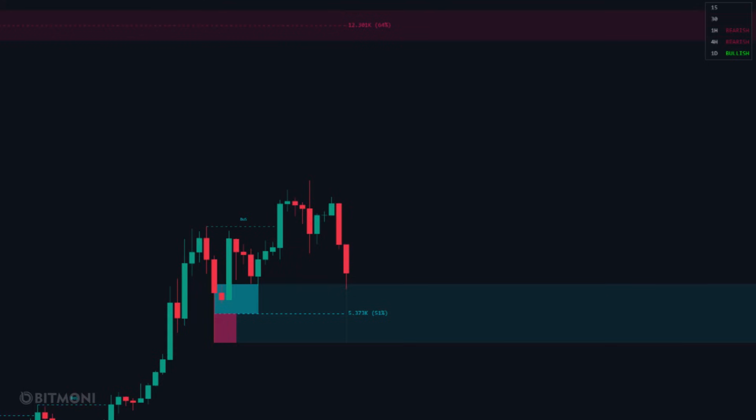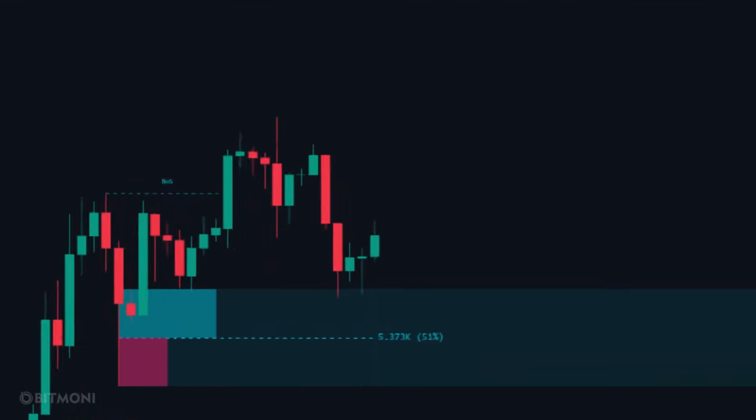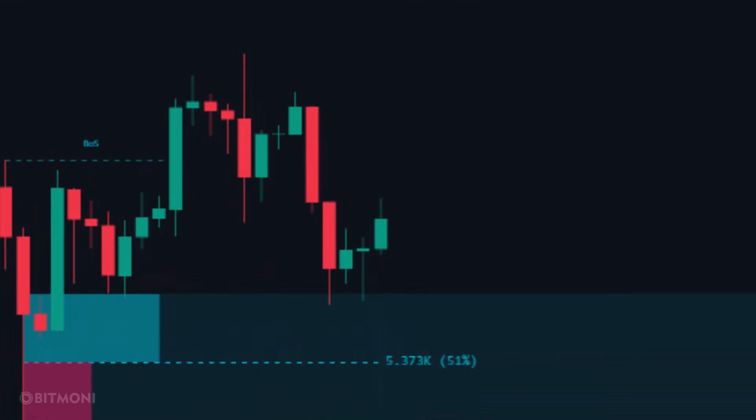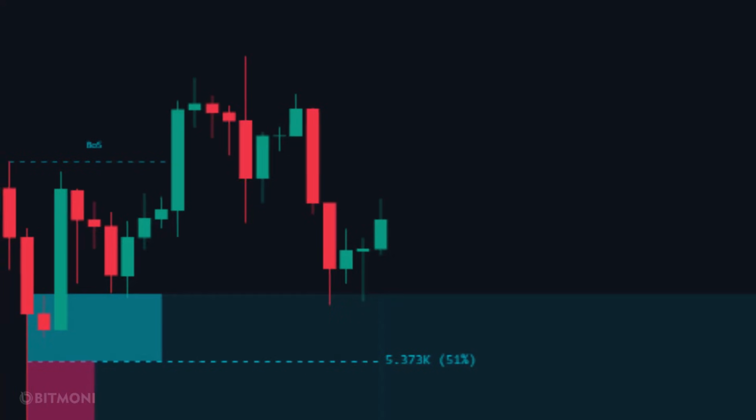By waiting for a clear reversal candlestick formation within the zone, we gain additional confirmation that market momentum is shifting. In this particular setup, we observe a long wick doji candle, followed by another bullish candle, a strong indication of buying interest returning at the order block.